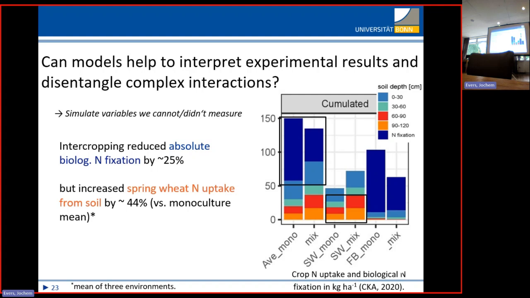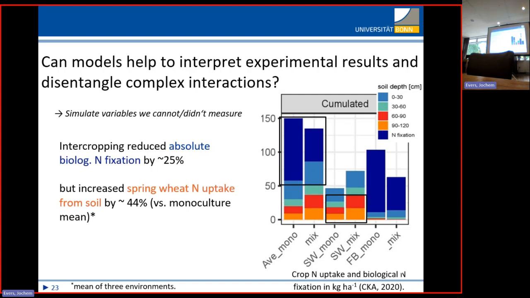Now let's come to N, and here it gets a bit more complicated because we have a legume that also fixes atmospheric nitrogen. Similar figure: the average, so expected N uptake from the soil plus N fixation, and here in the mixture, the N fixation is the dark blue part, and this is the uptake. What we find here is that intercropping reduced the absolute biological N fixation; in intercropping, it is actually lower than in the monoculture.